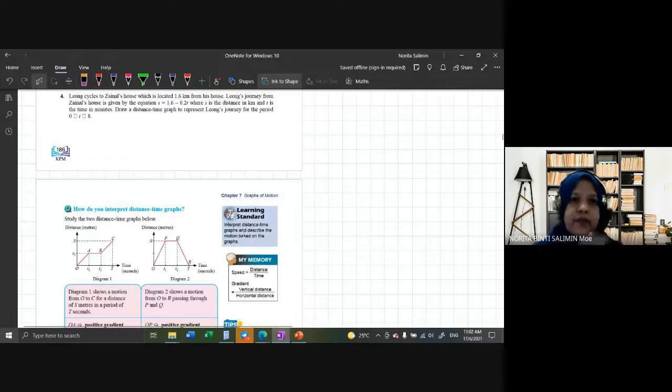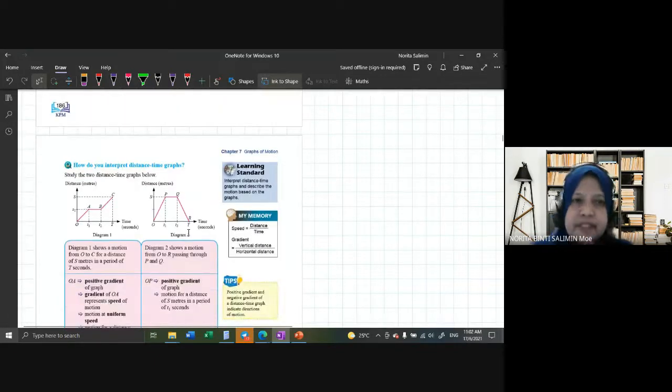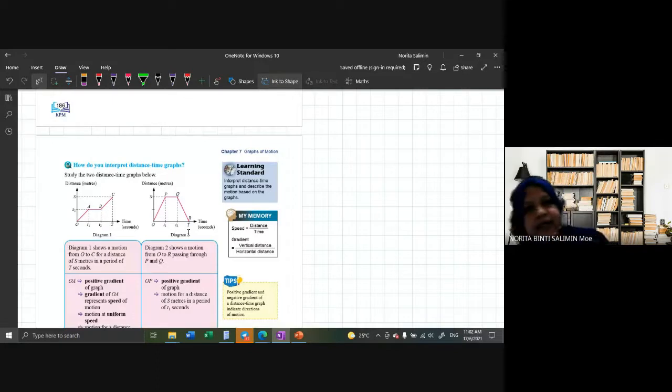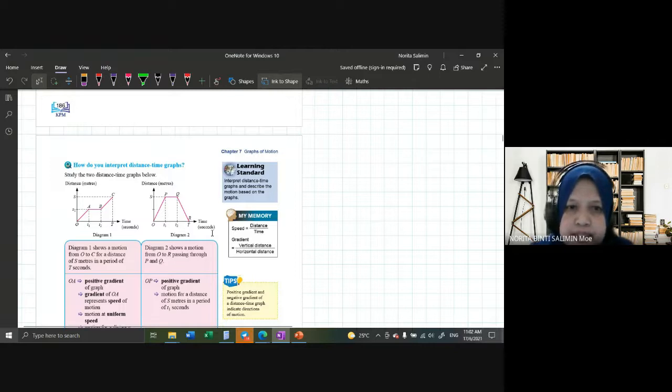Okay, you look at page 187, your textbook. Look at the formula. Speed is equal to distance over time. Just now distance is kilometer, time is hour. So the unit for speed is kilometer per hour. And the gradient is the vertical distance divided by horizontal distance. That is gradient, kecerunan. Kecerunan ni adalah speed lah. The speed of car or anything lah.